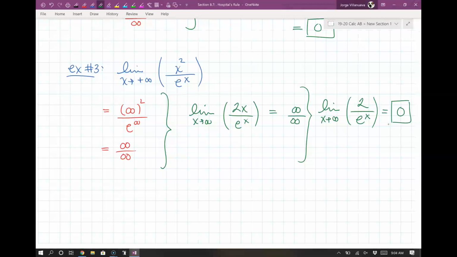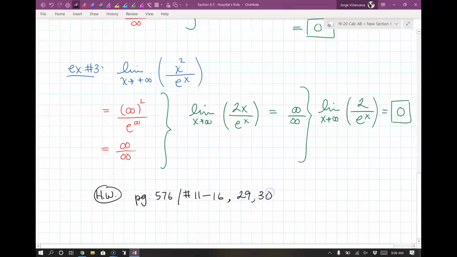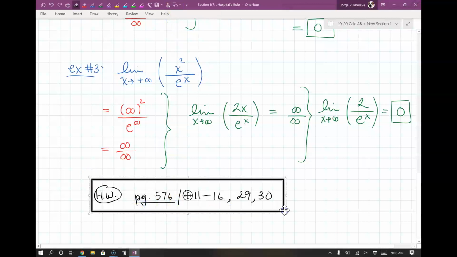So right now I'm going to give you guys your homework for this, and you can work on it in class. All right, so here's the homework, guys. It's on page 576. Numbers 11 through 16, 29, and 30. Okay, so the assignment isn't too long, and hopefully it's not too difficult. So there you go.